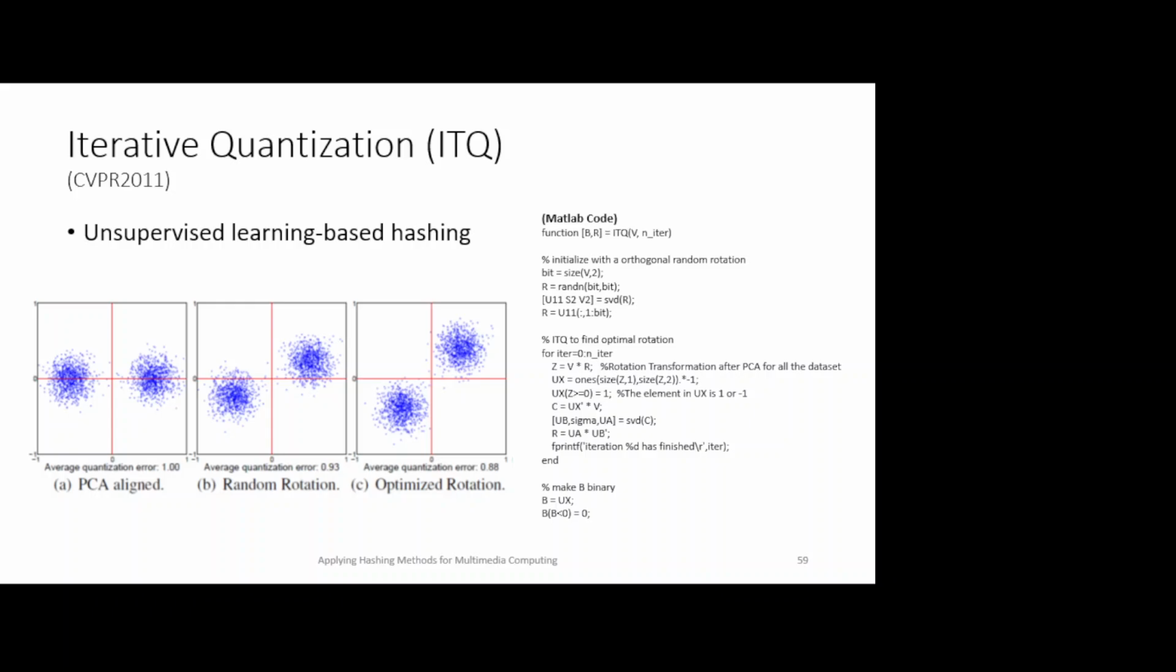Then you just treat each corner as your hash bits. You have 2 bits to encode this data. For a data point that belongs to the first region, you will encode it as 1, 1. Your binary code is 1, 1. And the quantization error will be the distance from the coordinates here to the data point. This distance we call the quantization error.